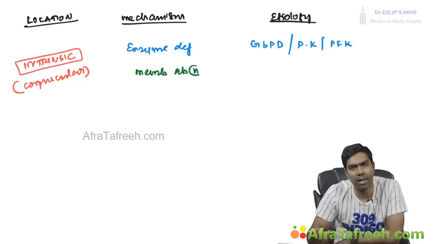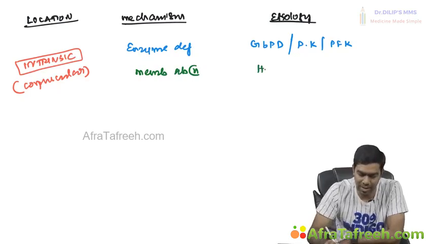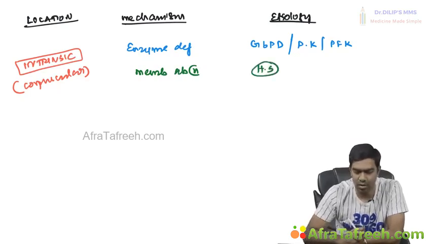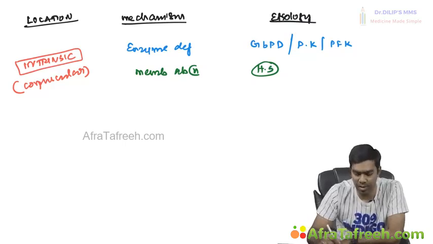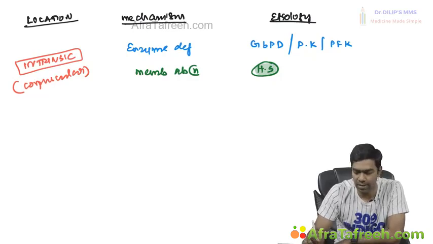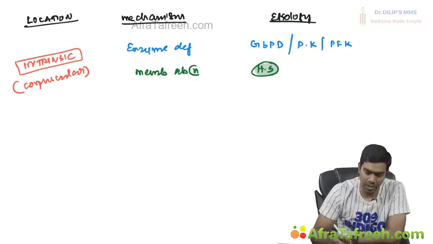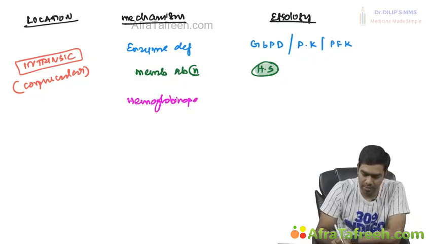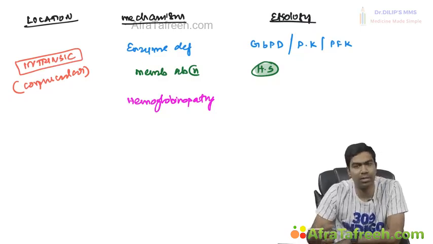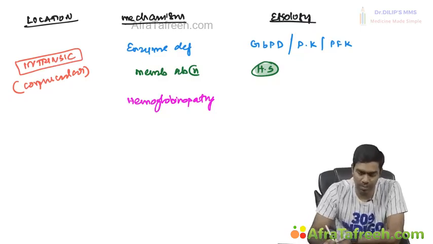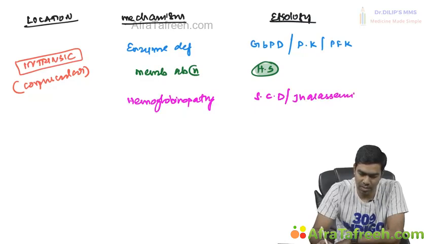The examples of membrane abnormalities causing hemolysis: classic example, hereditary spherocytosis. You can also say hereditary elliptocytosis, but the typical gold standard example is hereditary spherocytosis. And third thing, you might even get a hemoglobinopathy, which we have been discussing for quite a long time. Best examples of hemoglobinopathies causing hemolysis are sickle cell disease, and you can get it in thalassemia.